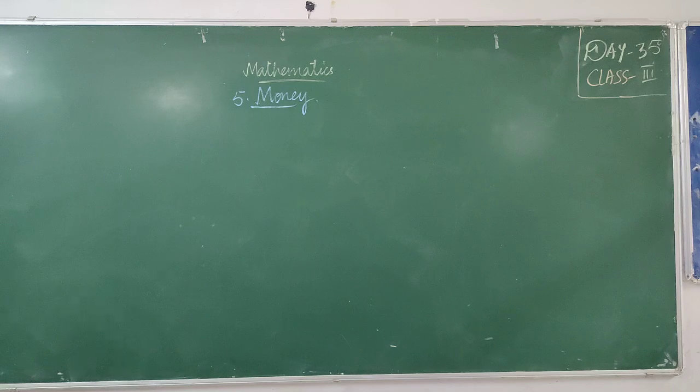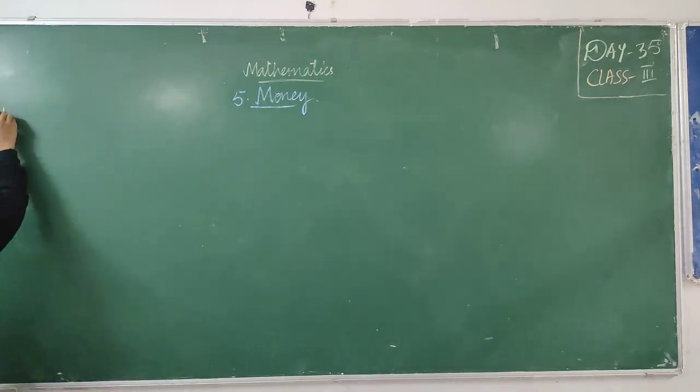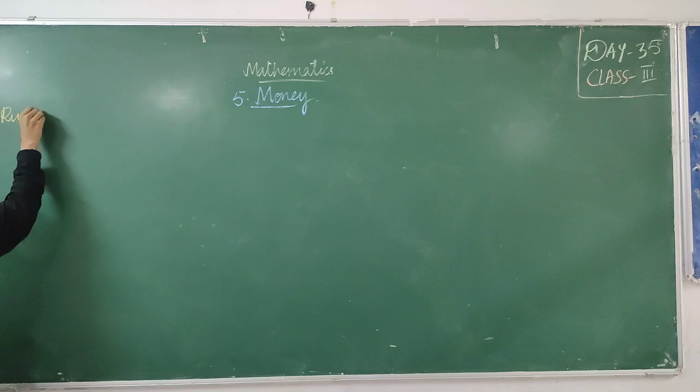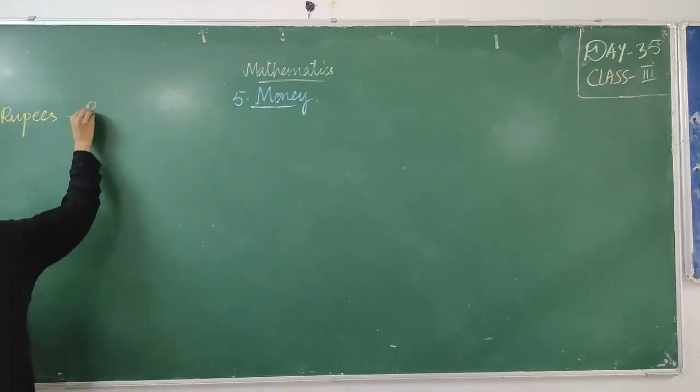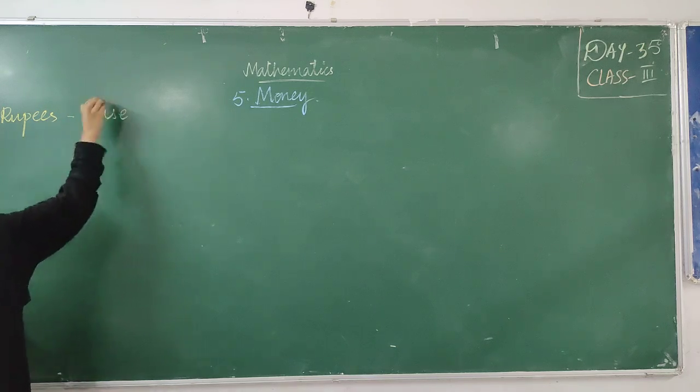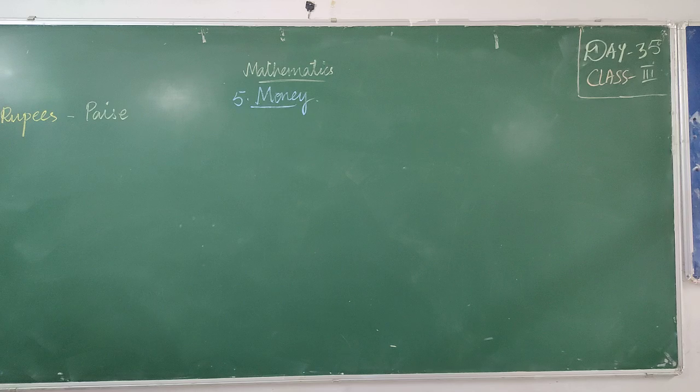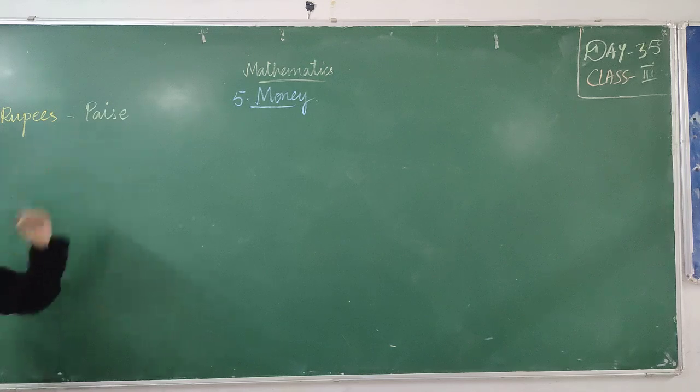But here today we will look obviously only at the currency of India. The currency of India is called rupees. Rupees is the bigger unit and the smaller unit is paise. This is not the Hindi पैसे, this is English paise. It is a smaller unit.